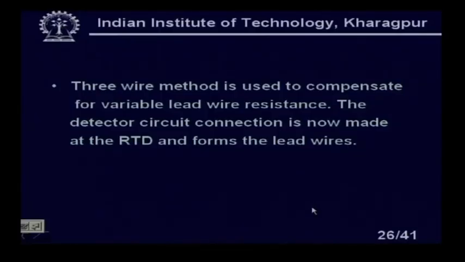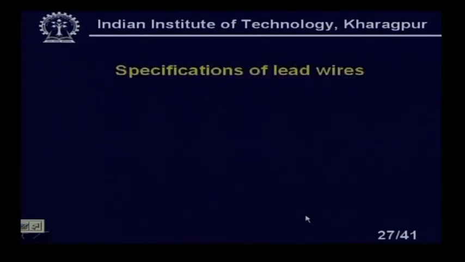The 3-wire method is used to compensate for variable lead wire resistance. Now, the detector circuit connection is made at the RTD and forms the lead wires, right. But you know, lead wire resistance will remain in the case of the 3-wire method. So, even though the contact resistance problem will be overcome, self heating error will be inherent, that will remain as it is, as well as lead wire errors will remain in the 3-wire method of RTD.